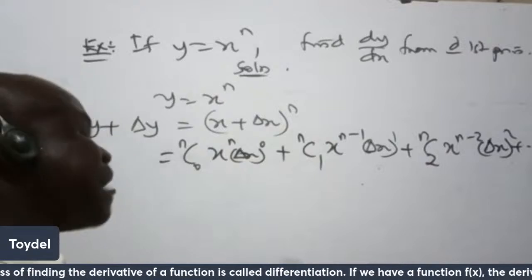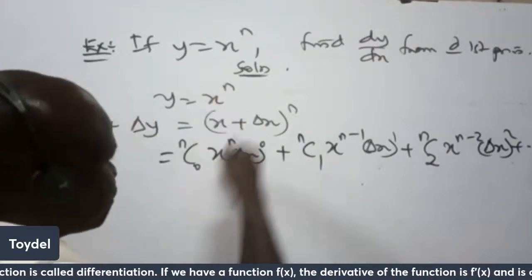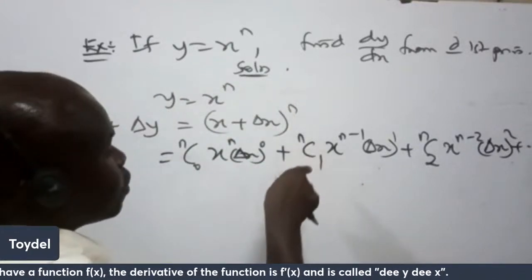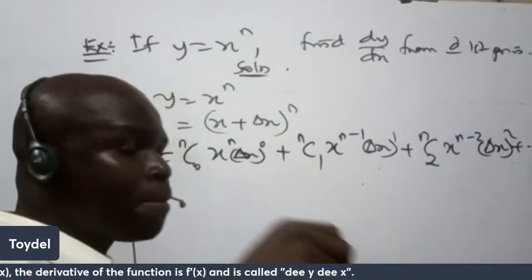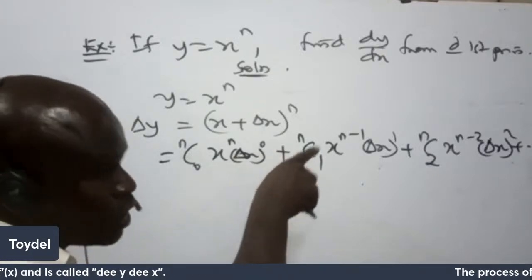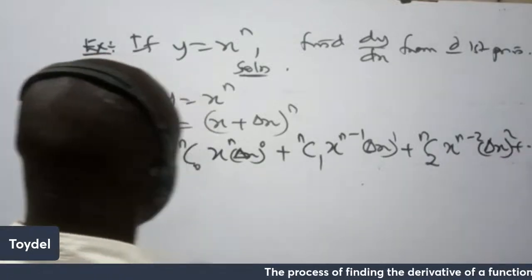So if you want to expand this using binomial, go and check my video on binomial theorem. If you want to find the coefficients when you want to expand this, we are going to use the knowledge of combination. So just go and check my video on permutation and combination, to know the formula for combination. Then check my video on binomial theorem. You will understand what I've done here.